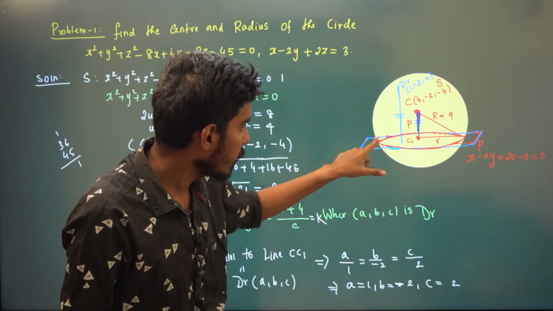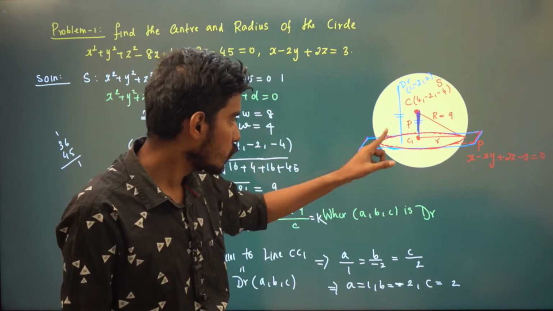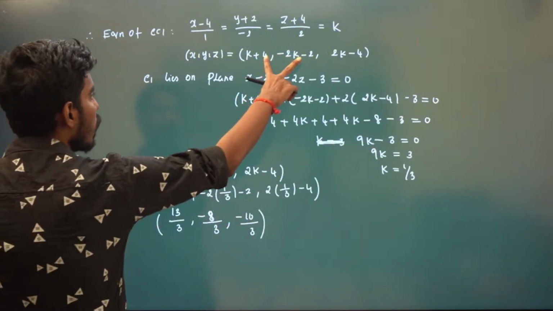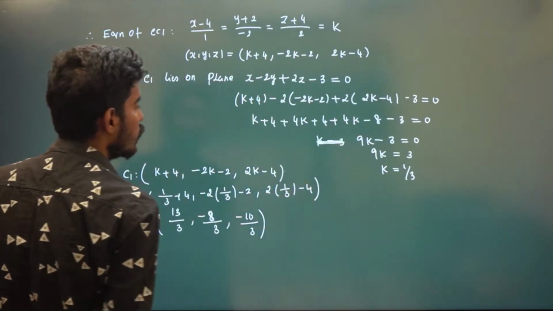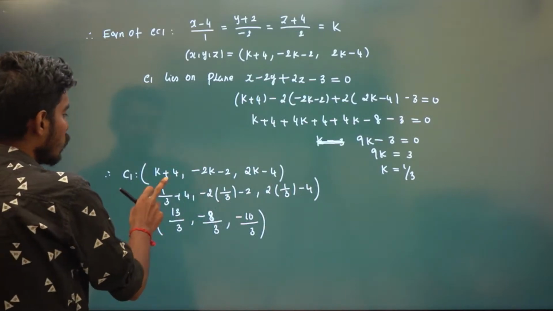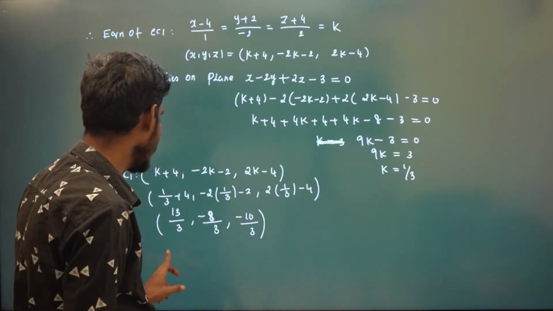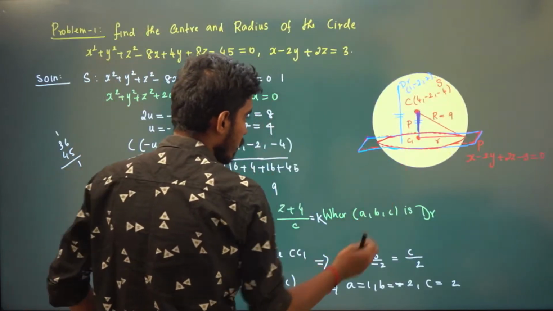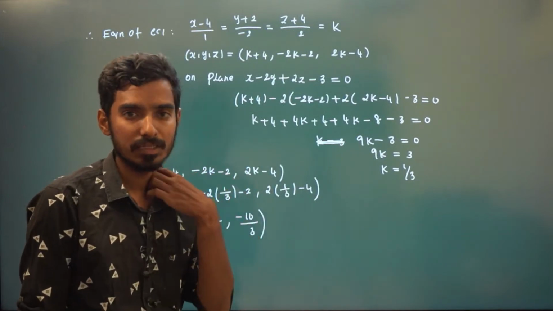Now you can see C1 lies in this plane. Using that idea, this coordinate must lie in the plane. So if I substitute that, I'll get k equal to 1/3. So when k is 1/3, C1 takes this value. That means the C1 coordinate, (13/3, -8/3, -10/3), is the center of the circle.